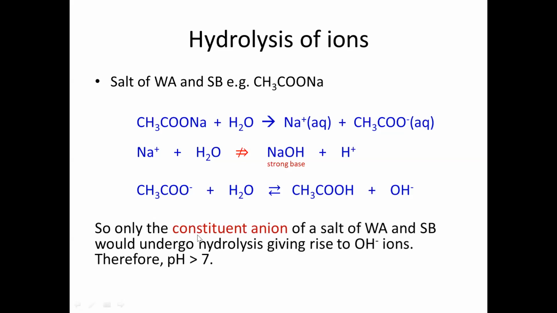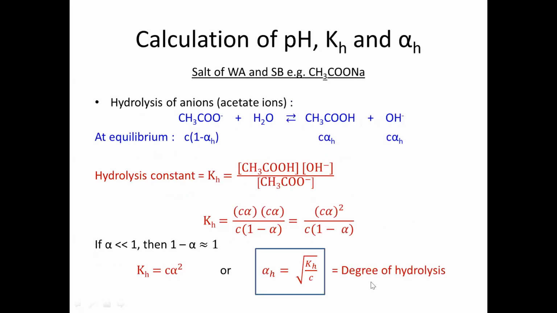And why is this alkaline? This is because of the hydrolysis of the constituent anion. The cation is not undergoing hydrolysis, only the anion is undergoing hydrolysis, producing OH minus ions. In a similar way, we first discuss the calculation of pH, hydrolysis constant and the degree of hydrolysis of this type of salt, that is, a salt made up of a weak acid and a strong base. Now we know that hydrolysis of anions only is going to happen in this case. The cation will not undergo hydrolysis.